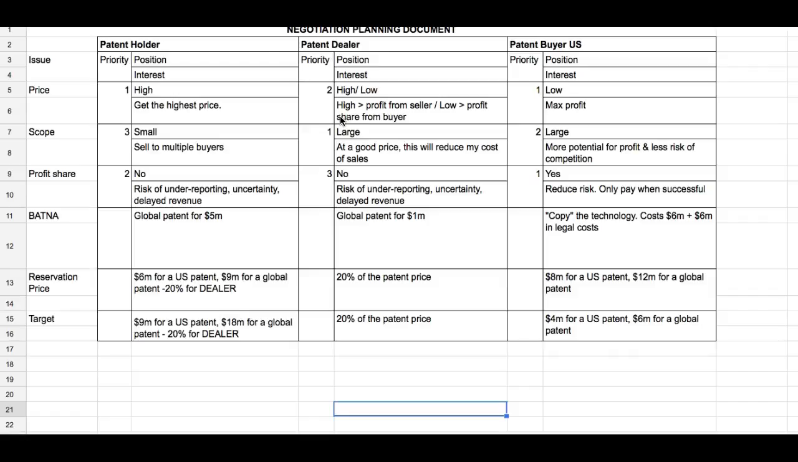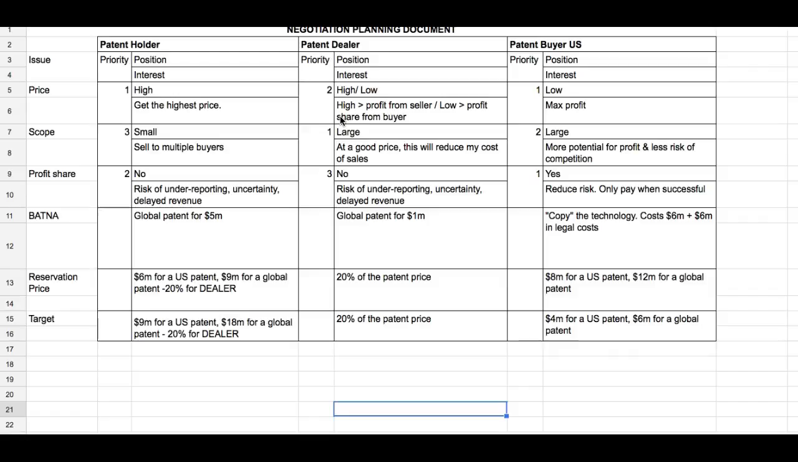So regarding the price, a high price, of course, is better than a low price for the patent holder. That's clear, as long as they can make the deal. The scope, the smaller you can keep the scope for the same price, the better it is for the patent holder. The profit share, it is better to get your money directly in your hand at the same price than to have uncertainty in the shape or form of a profit share.